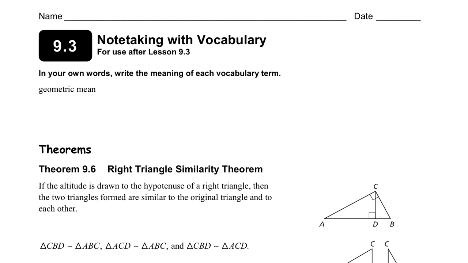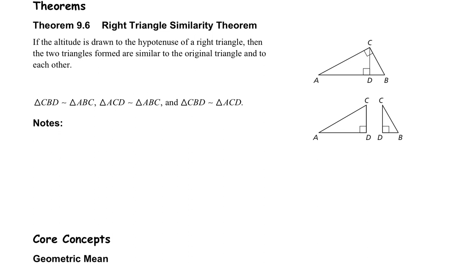So if we look at the theorems, we have this right triangle similarity theorem. This states if we have a big right triangle here and we extend from the right angle to the hypotenuse, this altitude will create two smaller triangles. And it just so happens all three of these triangles are going to be similar to each other. A little reminder, similar triangles mean that the corresponding side lengths are proportional, which will get us into some stuff we'll have later.